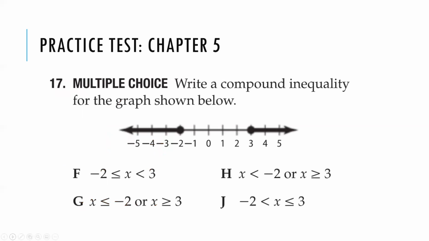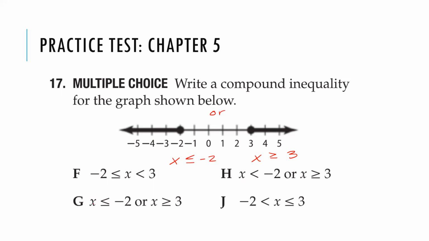All right, so number 17, here it says to write a compound inequality for the graph shown below. Okay, so here it's given you the graph, you have to write the compound inequality, okay? So notice this is going to be an or, okay, because they are split. There's a gap between these two here. So this is saying that x is less than or equal to, because it's shaded in, -2, okay? And so over here, x is greater than or equal to +3, okay?